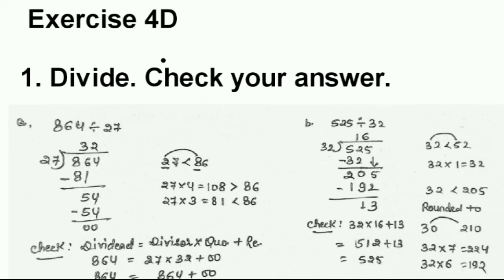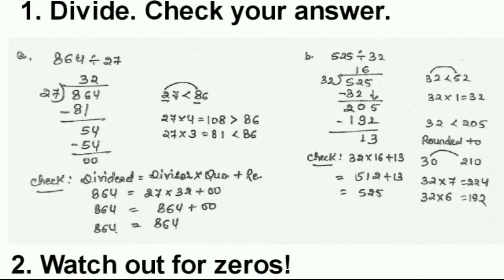See, 86 is greater than 27. It means we can do an approximate number here. So it will go approximately by the 4 table. No, it is not going, because we multiply 27 by 4 and get 108. So it is more than that number. Now we take one less number. So 27 multiplied by 3 is 81. So 81 is less than 86. After that we will check our answer.